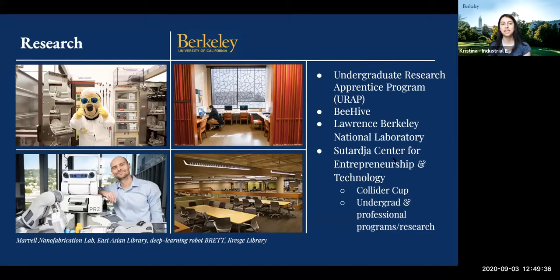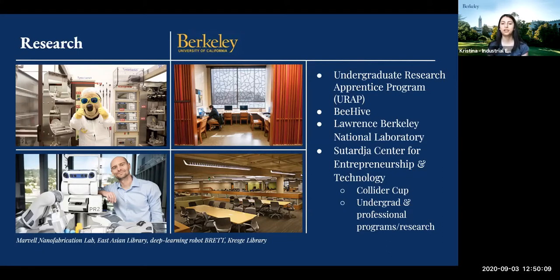We also have Beehive, which is a collection of engineering research opportunities. The Berkeley National Lab that I talked about earlier on. The Sutardja Center for Entrepreneurship and Technology also has a Collider Cup, which is an actual program that happens for famous physicists, mathematicians, and scientists, and I think it happens in Switzerland. So we have our own version of it where students are able to present their research and or club competition teams and present what they've done during the semester, during the year.